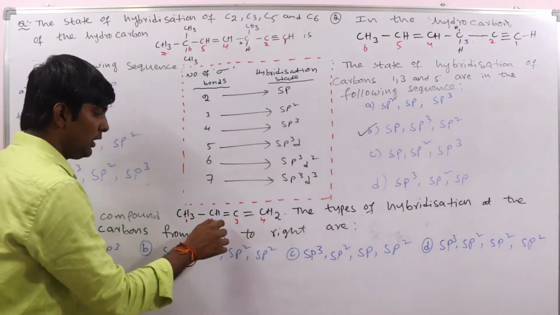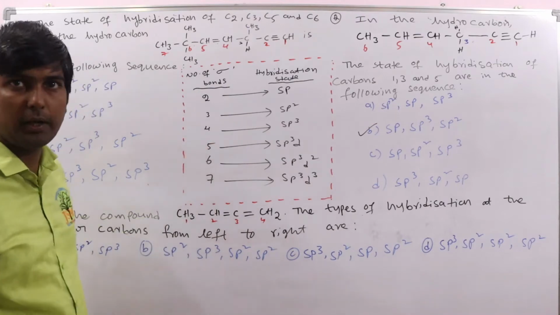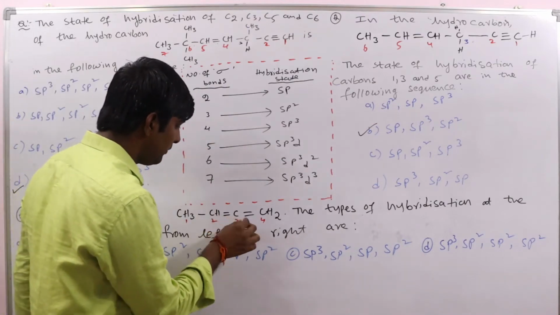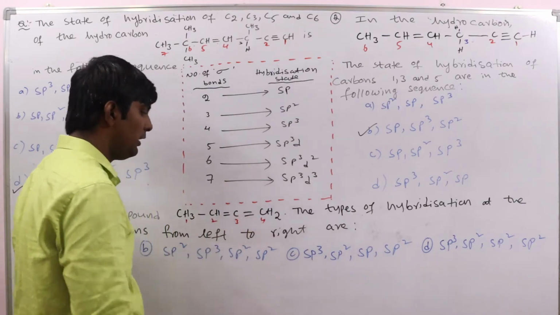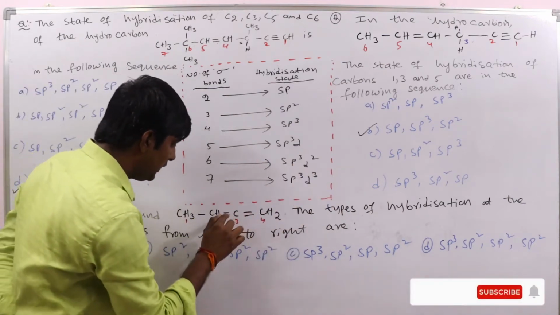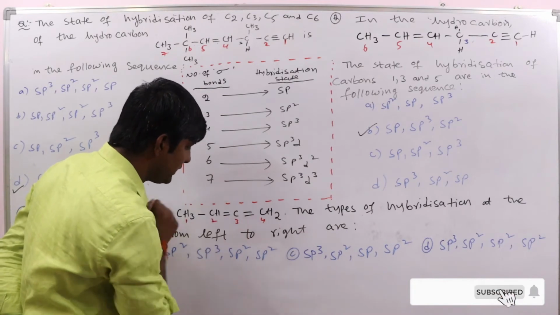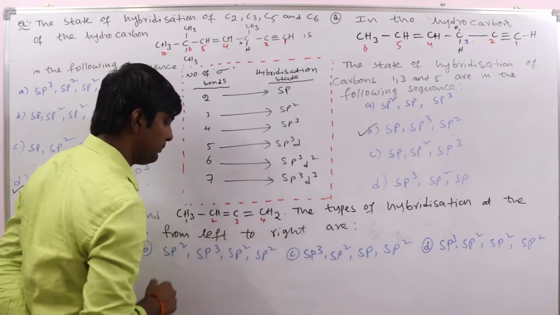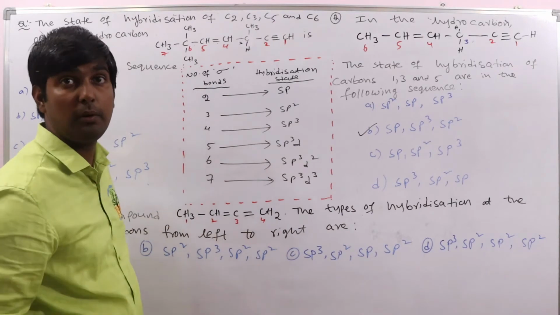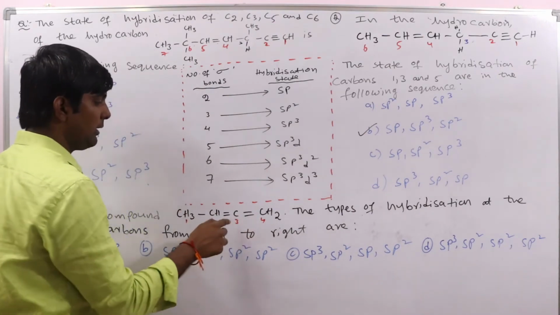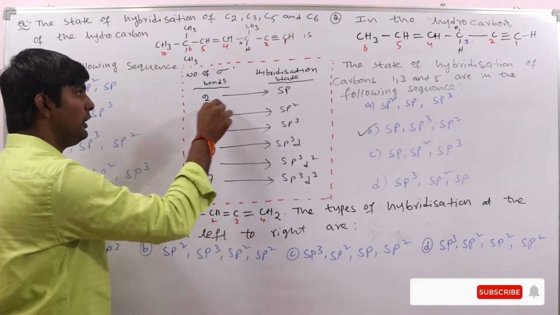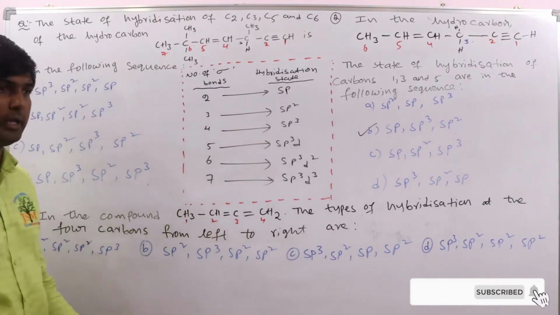Next, the third carbon. See, this is very important. This carbon has 2 double bonds, one double bond on this side and one on this side. So here this is a sigma bond, this is a pi bond, this is a sigma bond, this is a pi bond. So how many sigma bonds are there in total? Only 2 sigma bonds. So what is the hybridization? sp. Only 2 sigma bonds, sp hybridization.